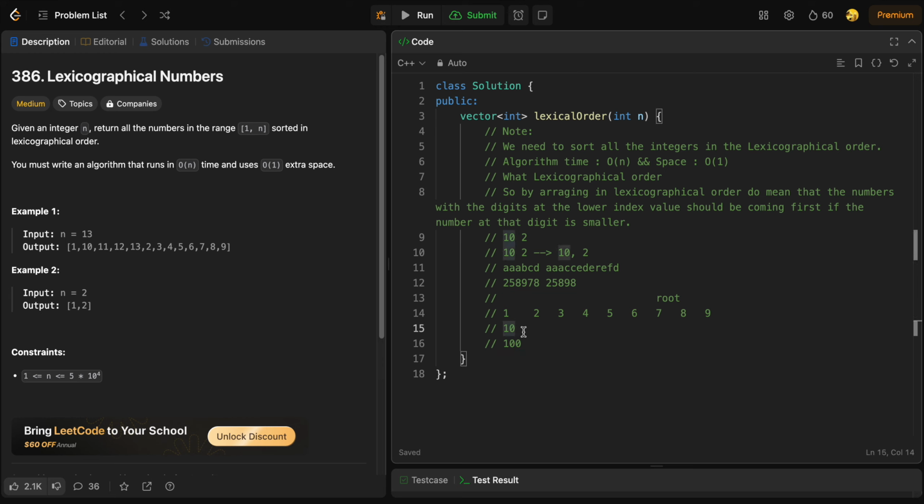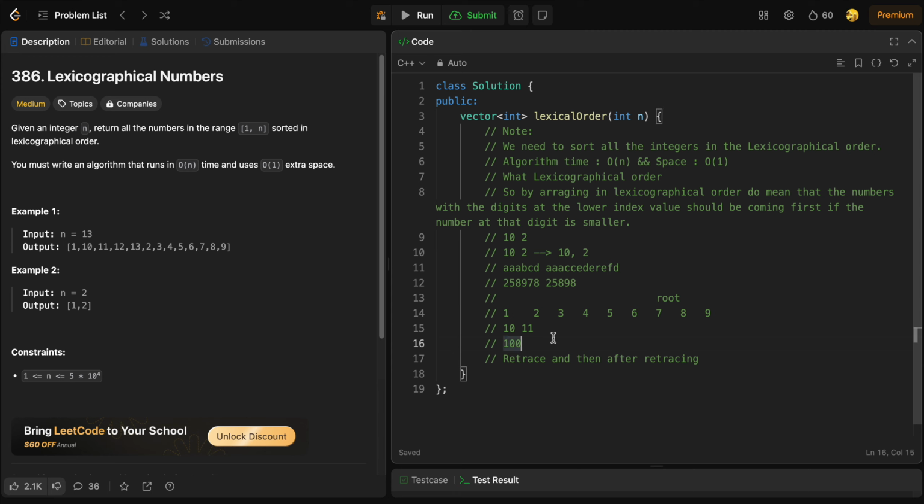After 10, what I would get is 11. By default, 11 is in lexicographical order greater than 100, because at the second index the value is 0 for 100 and 1 for 11. So before processing 11, I need to process 100. I'll keep checking if my current number multiplied by 10 is within the bounds. If it is within the bounds, then that should be the answer. If it's not within the bound, then I'll traverse back, or retrace, and then after retracing I'll add one.